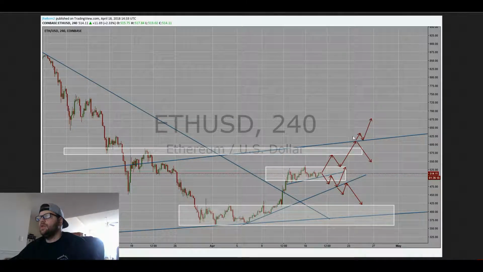So if we do get a break above this trend line, I would be comfortable buying Ethereum for long term. But we're still at least a few days away from that, and possibly even longer if price rejects off of that really hard. So that's just something to be aware of with Ethereum. Let me know if you've got any questions on that. If not, we will move on.